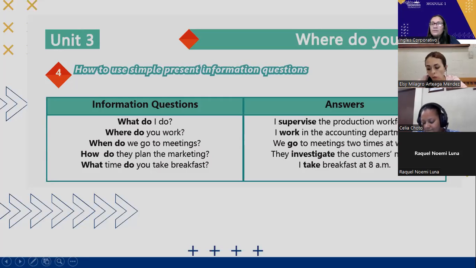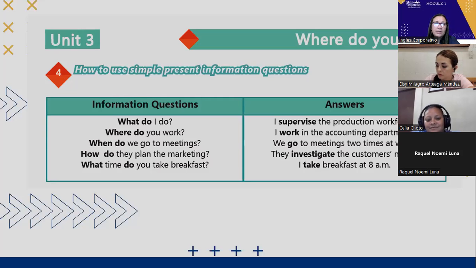Pero si a usted le dicen, where do you study? Where do you work? Where do you practice soccer? Va a depender. Aquí porque todo lo estamos relacionando con el ambiente laboral. Where do you live? I live in San Miguel. Where do you work? I work in San Salvador. Where do you work? I work in the accounting department. Está siendo bien específico, dentro de la compañía, trabajo en el departamento de contabilidad. Yes?